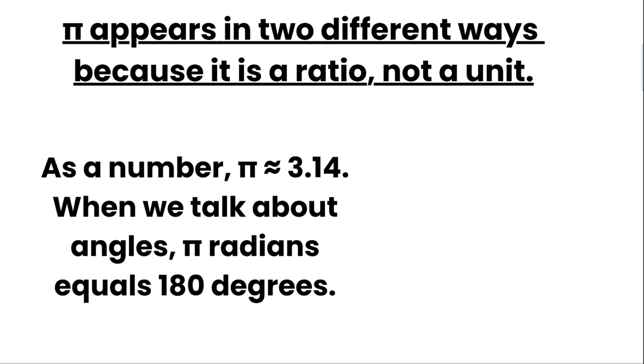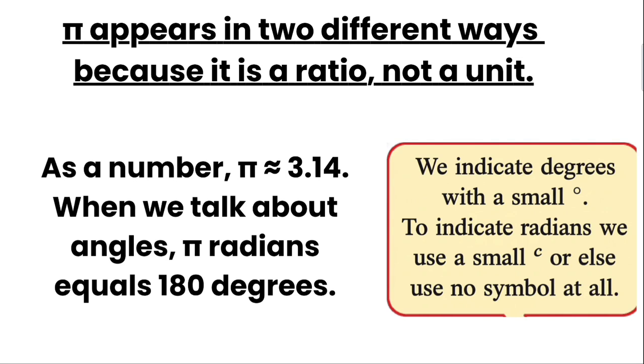Think of it like saying 1 meter equals 100 centimeters. The number changes, but the length is the same. So pi is always 3.14 as a pure number, but pi radians corresponds to 180 degrees in angle measurement. We indicate degrees with a small circle. To indicate radians, we use a small c, or else use no symbol at all.